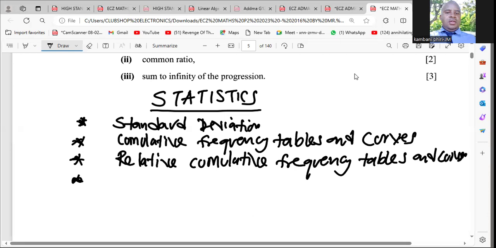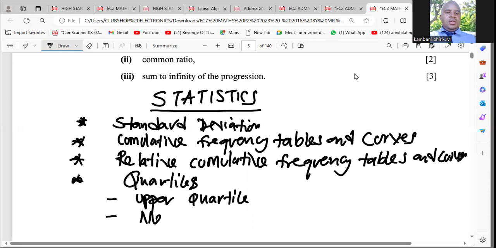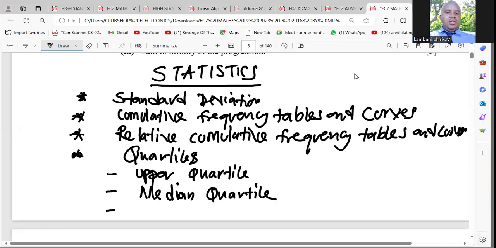Then we have quartiles, such as the upper quartile, median quartile, then we also have the lower quartile. Also, we have to look at percentiles.